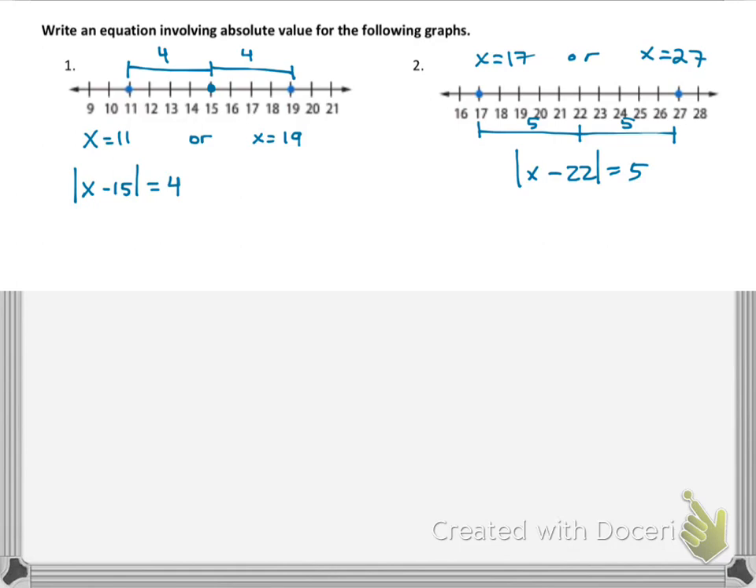But again, if you need to rewatch that, pause it, rewind it, see what just happened. Otherwise, let's move on to our final word problems. I think our word problems will help you with this idea as well.